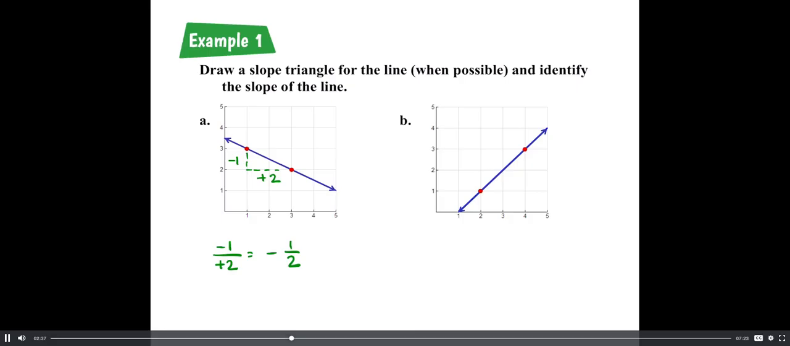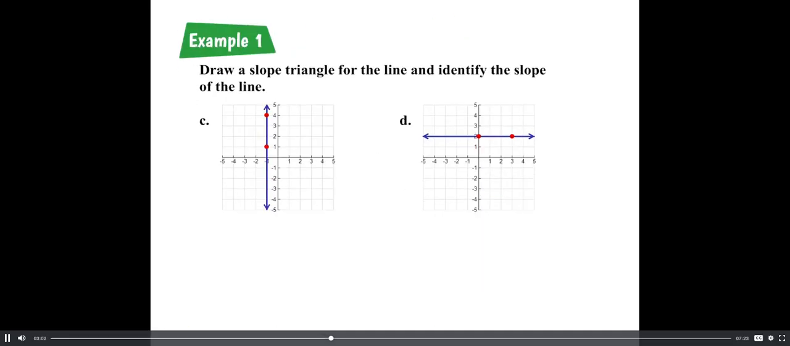Problem B. Again, we will begin drawing the triangle by moving either up or down. In this case, we will move up 2 units. Finish the triangle by moving to the right 2 units. The change in y is +2, and the change in x is +2. So the slope is +2 over +2. This simplifies to a slope of 1.